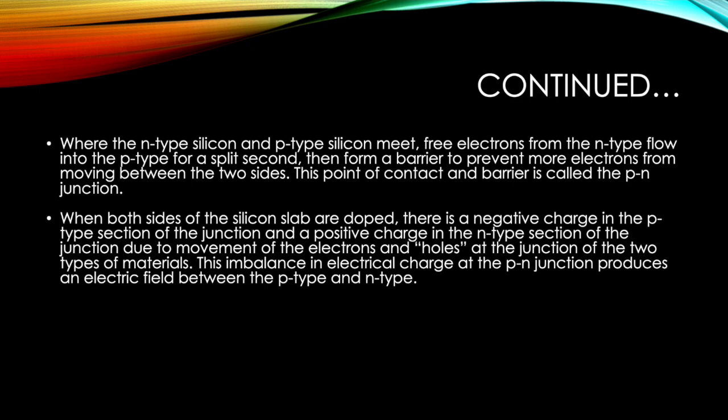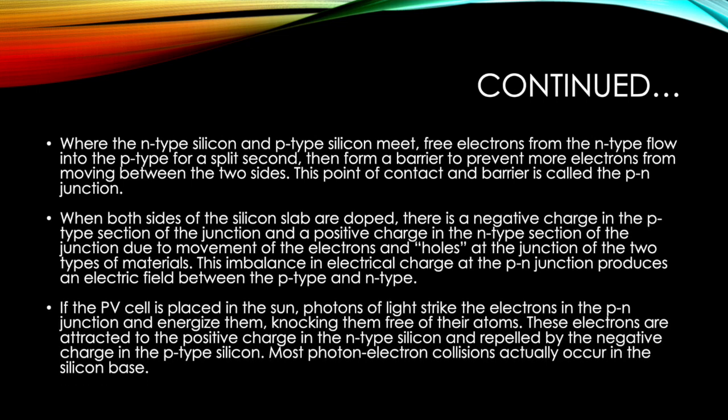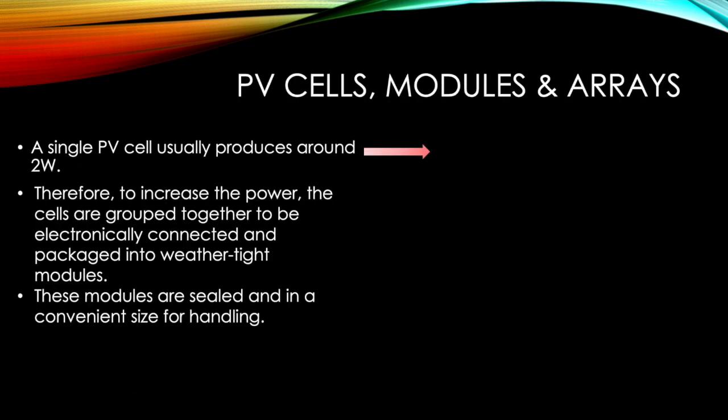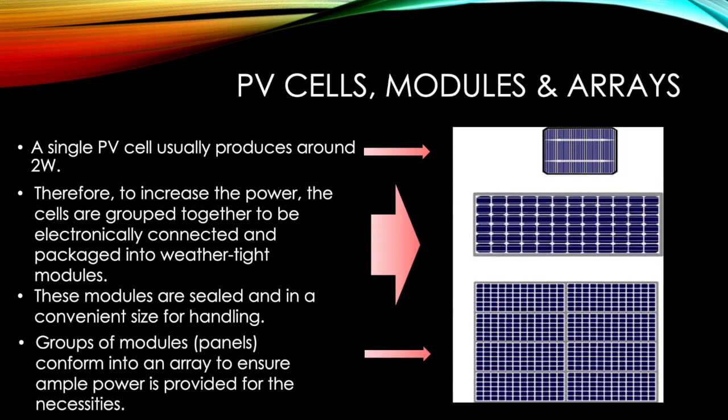To summarize, photons of light strike the electrons of the atoms, and these are attracted to the positive charge of the n-type and repelled by the p-type to create a flow of electrons and in turn an electrical current. A single PV cell produces 2 watts of power, therefore these are constructed into a weather-tight, portable module. Finally, these are assembled into an array or panel to produce ample power for the necessities.